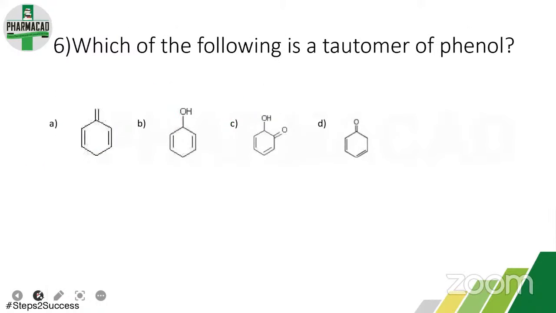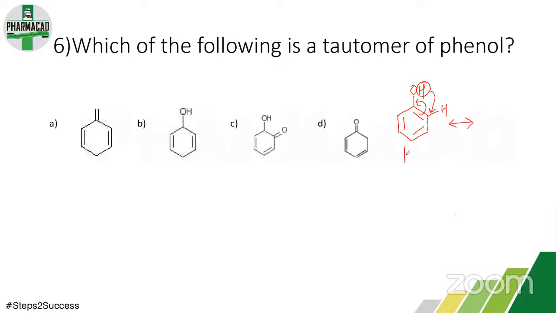Next question. Which of the following is a tautomer of phenol? Now we all know what tautomerization is: keto-enol tautomerization. This is phenol. Here is one hydrogen. In tautomerization, what will happen? This bond gets shifted to become a ketone, and this hydrogen gets shifted to this carbon atom.